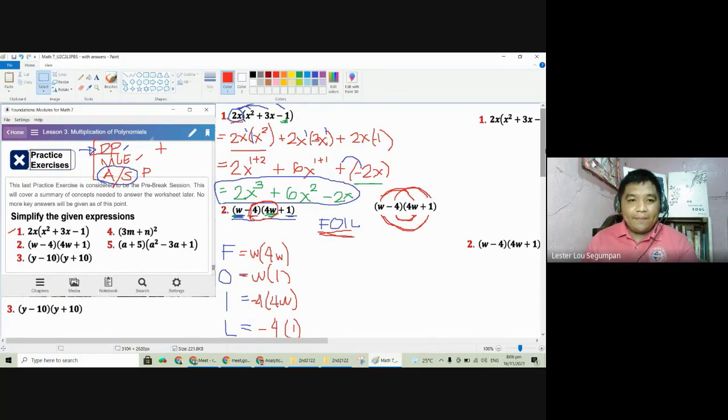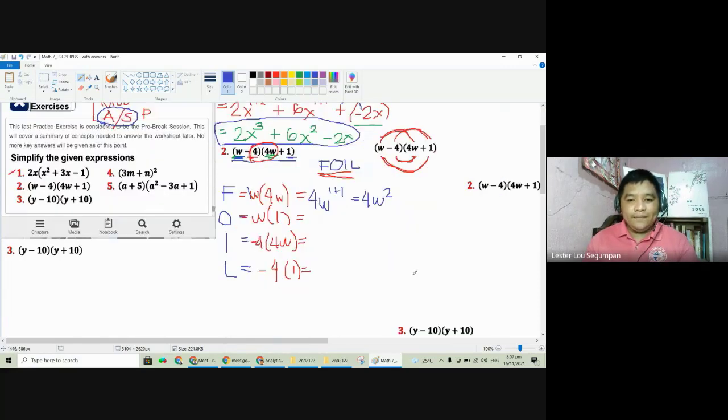Now for the second step, let's apply the multiplication law. This is what will happen if we're going to simplify each of the pairs here. So 4, again, there is 1 here. 4 times 1, we'll have 4. And then the product of w and w will be using the multiplication law of exponents. Same base, you have w, 1 plus 1, which is actually 4w squared. Okay? For the outer, since you only have w and 1, that's w times 1.